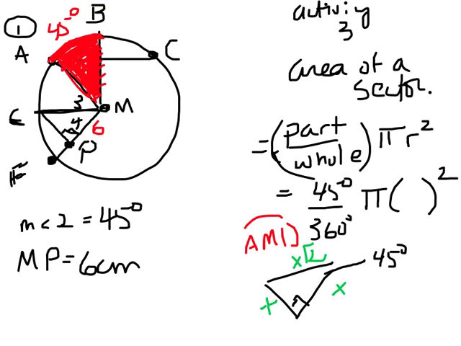Now they told me that this piece MP, which is right here, is 6. Isn't MG a radius of the circle? I can figure out from this triangle that MG, a radius of the circle, is actually 6 square root of 2, because it's x square root of 2. So this would be 6 square root of 2, and that's what I need to plug in. I need 6 square root of 2 here, and then I just simplify.